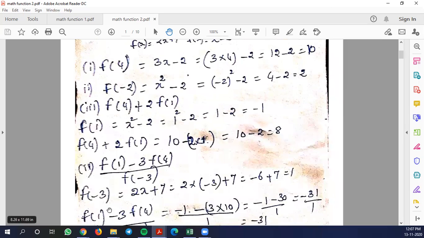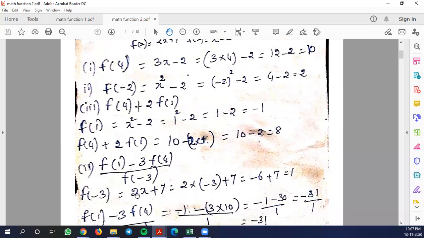So f of minus 3 is 2x plus 7. In the place of x, minus 3. So 2 into minus 3 plus 7. Plus into minus is minus. 2 3s are 6, plus 7. So again plus and minus, so you have to subtract. 7 minus 6 is 1. And the sign before the greater is plus, so it is plus 1.